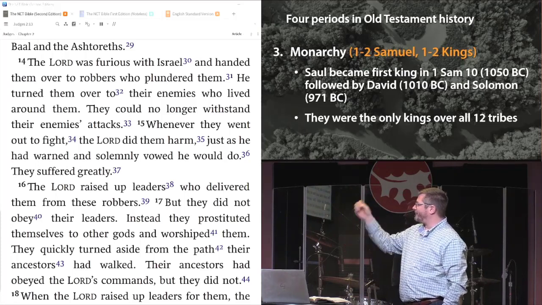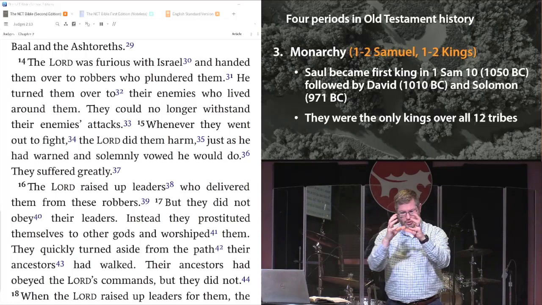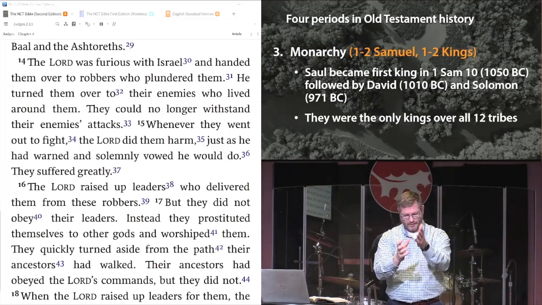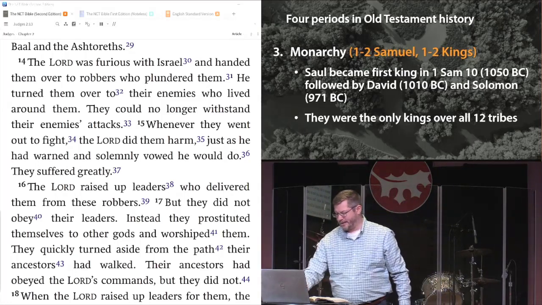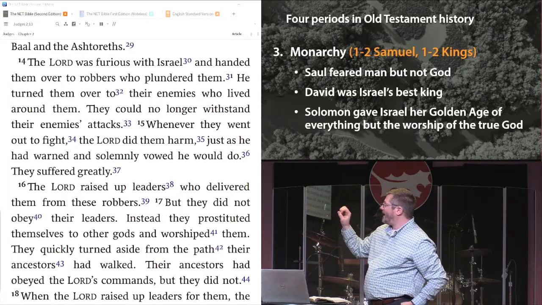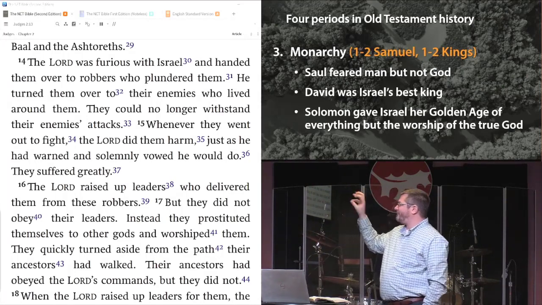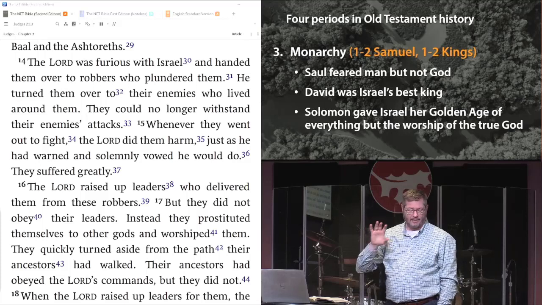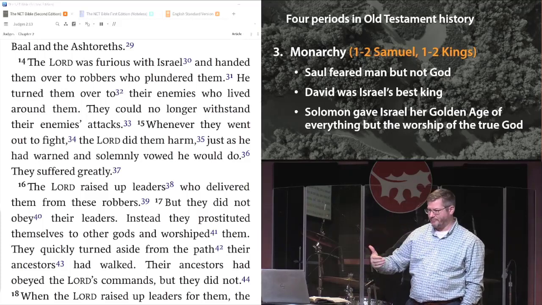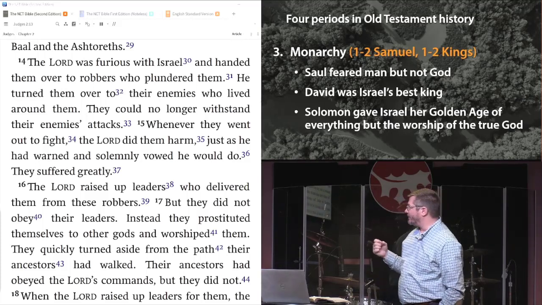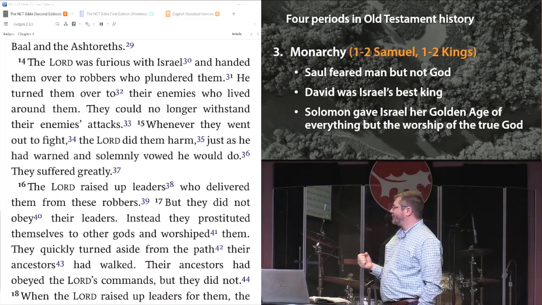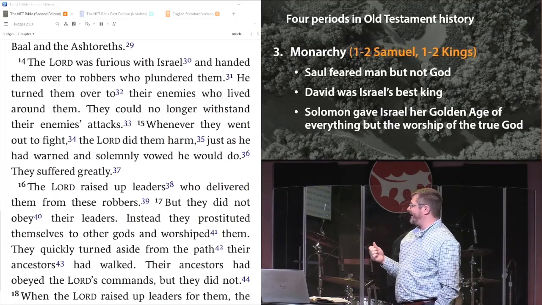And so for all of 2 Samuel, and for the first half of the book of 1 Kings, we have a united kingdom, a united Israel. Halfway through 1 Kings, we find this division. And what happened was, Saul feared men, but not God. That was his problem. That's a reason why he fell, why he was a bad king. He did not fear God. He feared people instead. David was Israel's best king.